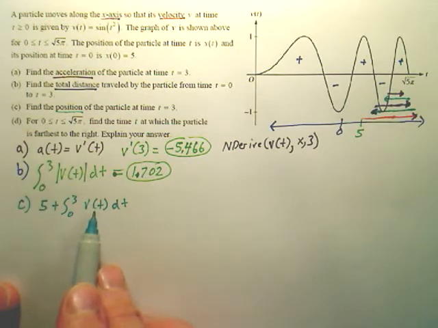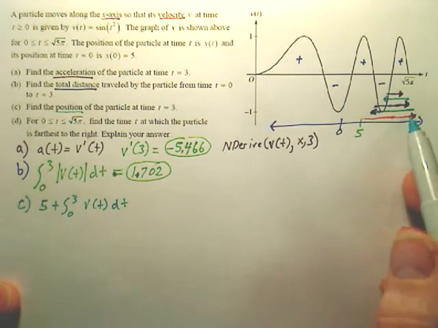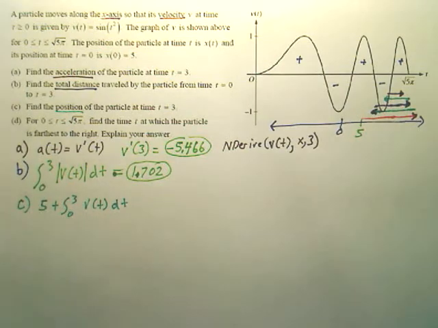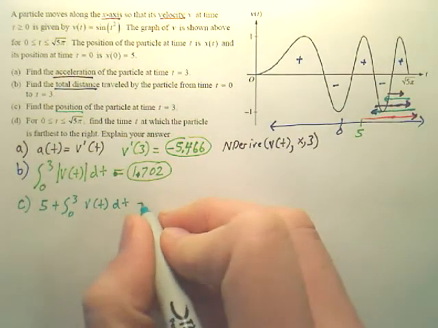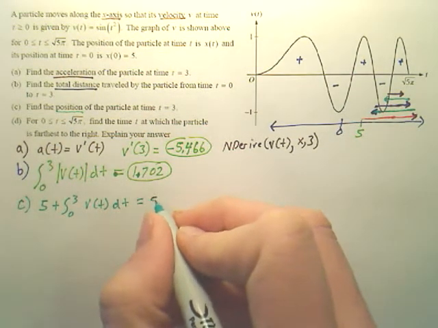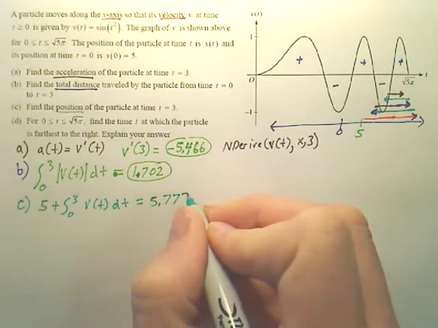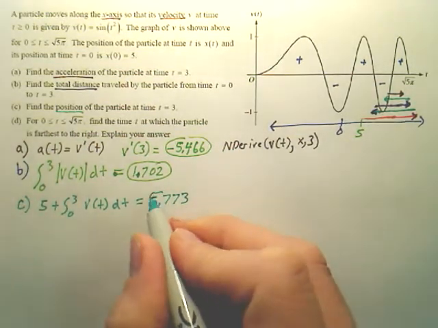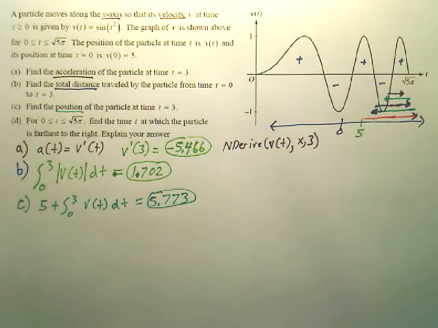Now you don't want the absolute value because the negatives are important, because the negatives take away position, and you need these negative positions to move you left and right. And when you do that, your answer ends up being 5.773. You take the time to do that, that would be your answer.